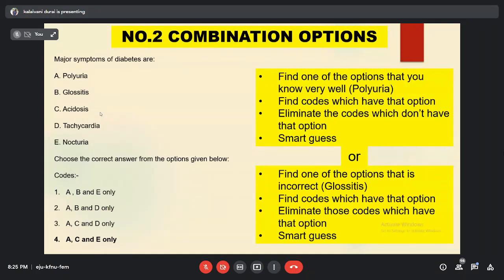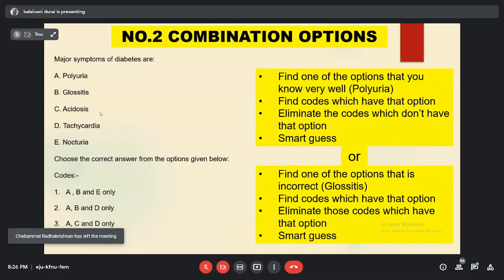Glossitis is tongue inflammation, swollen and inflamed tongue को हम glossitis बोलते हैं. Then it is acidosis. Acidosis is increased presence of H+ ions, that is hydrogen ions in the blood. You can also say the blood has become more acidic in nature. Okay. Next is tachycardia. Tachycardia मतलब heart beat जो है ना, if it increases beyond 100 beats per minute, we call it as tachycardia. Okay. Next is nocturia.